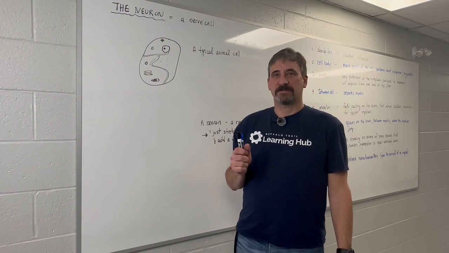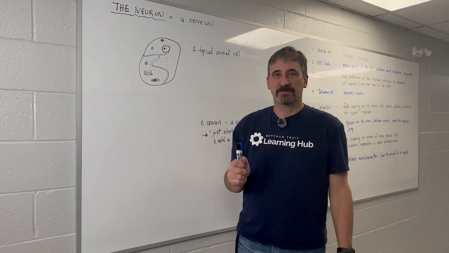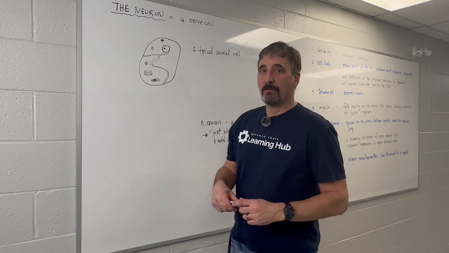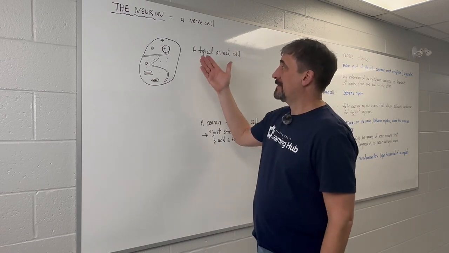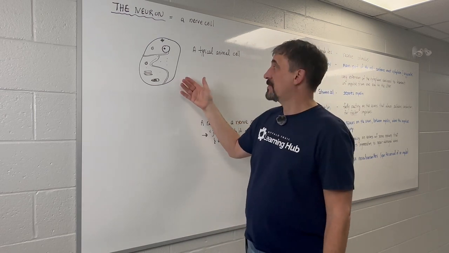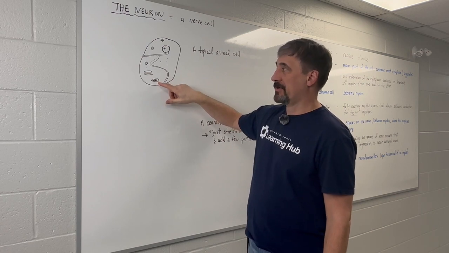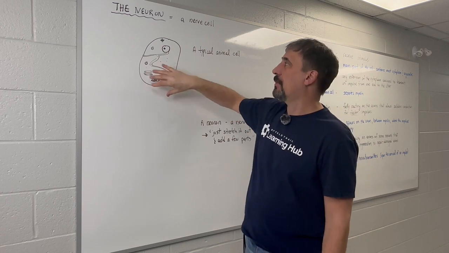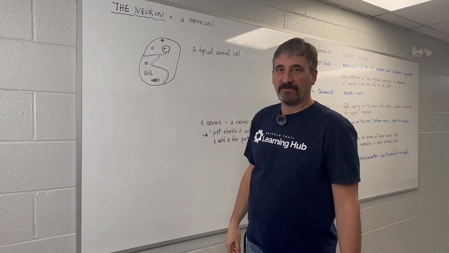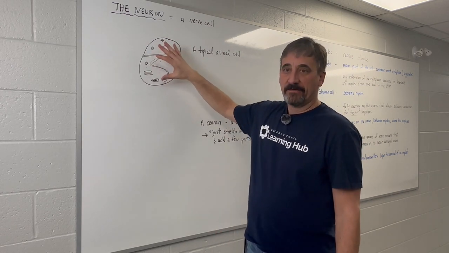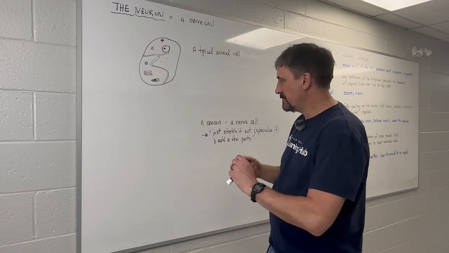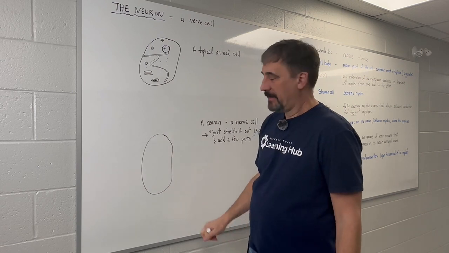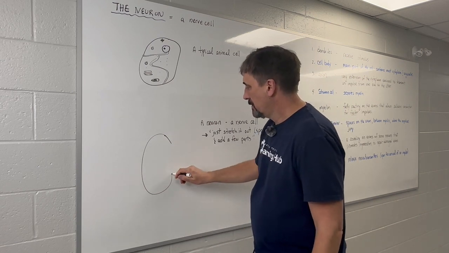So the whole nervous system works because of specialized cells called neurons. How do we get a neuron, you say? Well, simple. Take a typical animal cell, and if you recall, inside of it are mitochondria and Golgi apparatus and ribosomes and lysosomes and all those organelles that make it function. They're still there in a neuron. And all we're going to do with the neuron is take that typical animal cell and we're going to stretch it out.